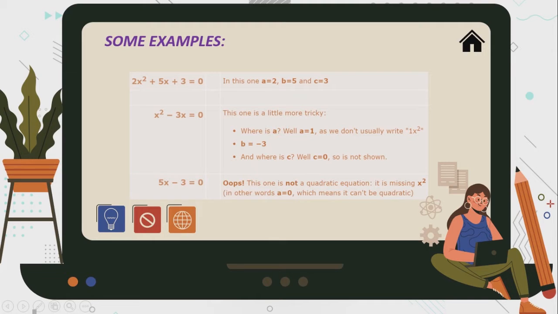Example number 3, 5x minus 3 equals 0. And oops, this one is not a quadratic equation. It is missing x squared. In other words, a equals 0, which means it can't be quadratic.